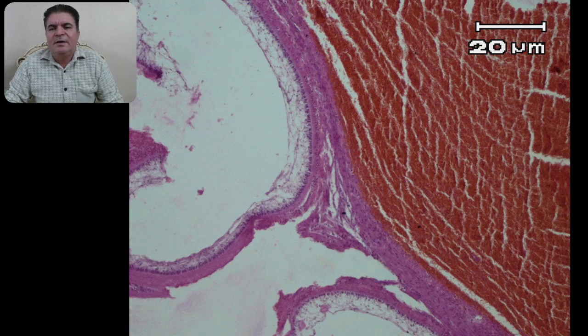This is higher magnification of the lesions. Again, you can observe the cuticula of the larvae and subcuticular cells, but this part is a migratory tract filled with red blood cells, and this is a part of the larvae.